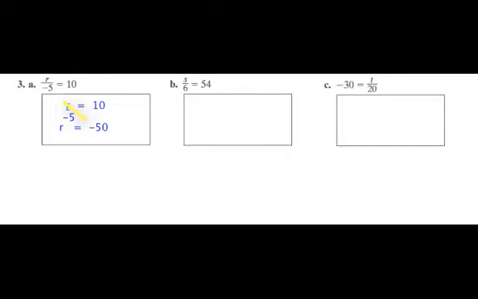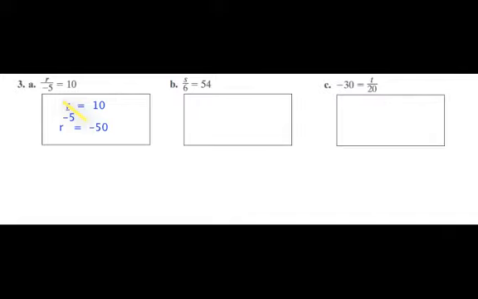We can substitute that back into the equation and ask ourselves, does negative 50 divided by negative 5 equal 10? Yes, it does. So we definitely know that negative 50 is the solution to problem 3a.